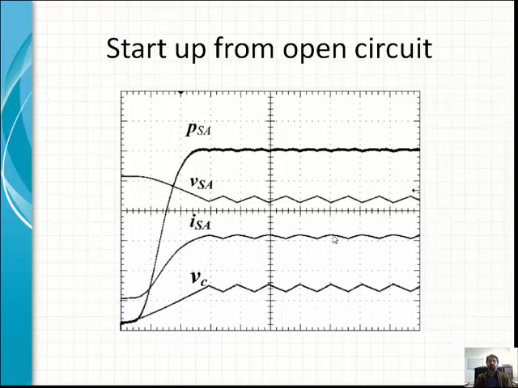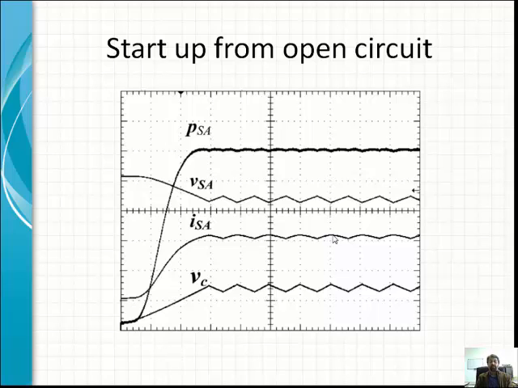Right, so just to give you an indication of how this whole circuit operates, we have here a series of waveform simulation results. In this case, initially, we are starting the photovoltaic system as an open circuit, and this is represented here by VSA, which is at quite a large value, and the current ISA, as you can see, is very small at the beginning, as well as the power PSA, which is also very small.